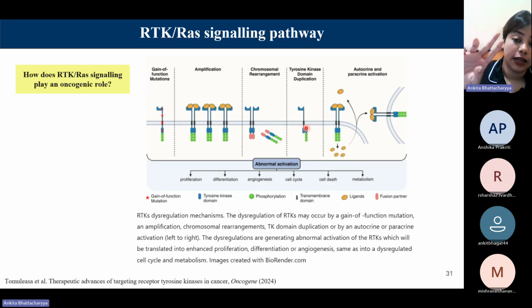And so even without dimerization of the receptor itself. So there is no other receptor present. It's just that the domain has bound to itself. And that itself, if you remember, is the triggering event which will lead to phosphorylation and all the downstream activity. So that is also another way in which not mutation, but oncogenic activation can occur. And finally, the autocrine and paracrine activation.